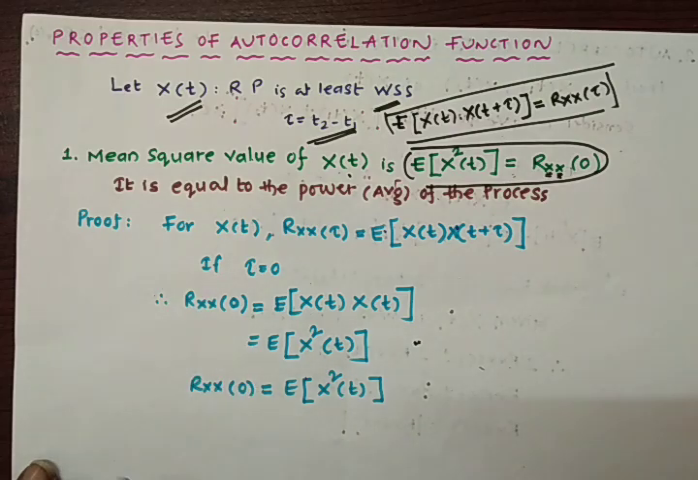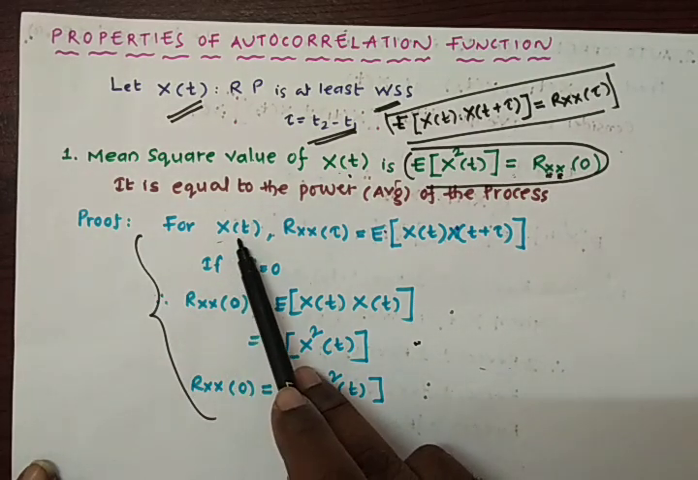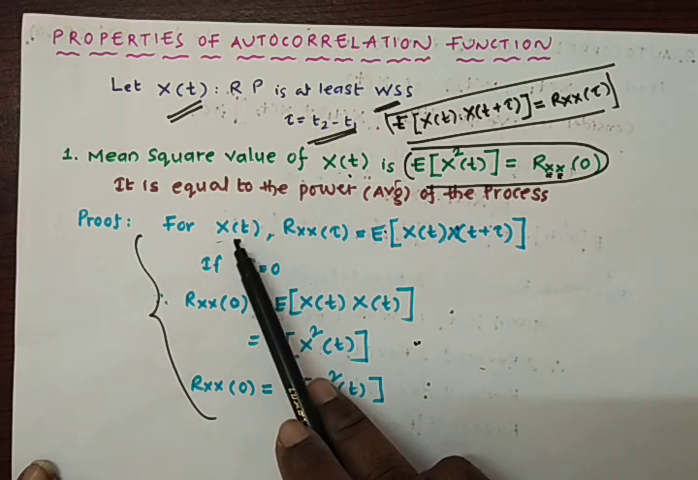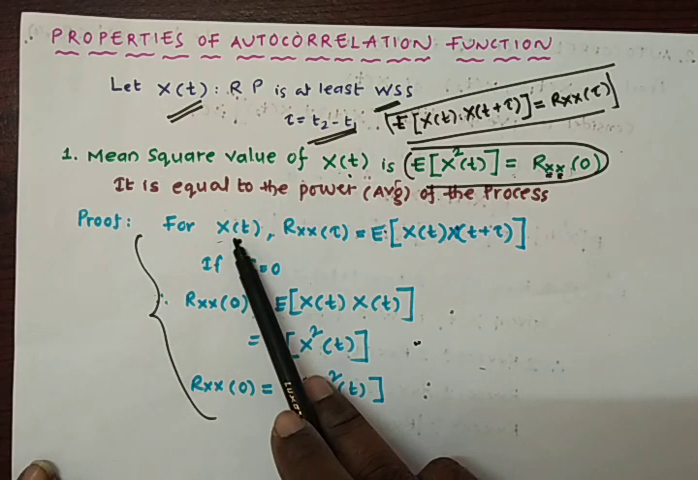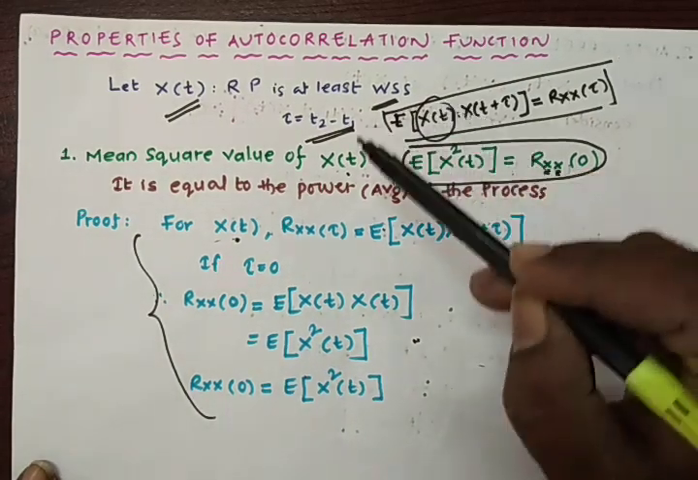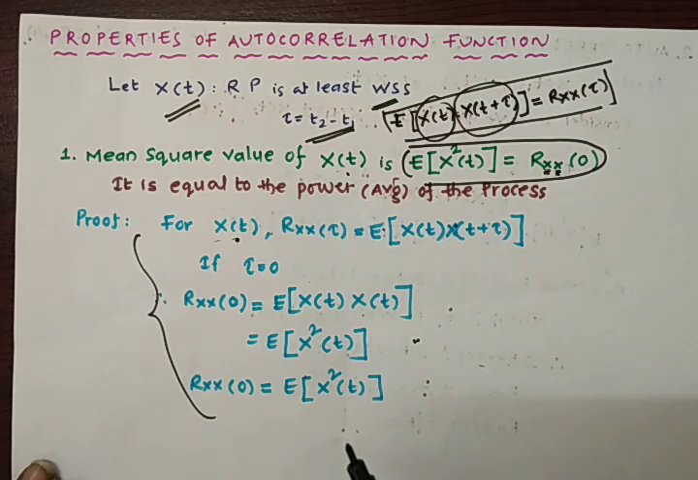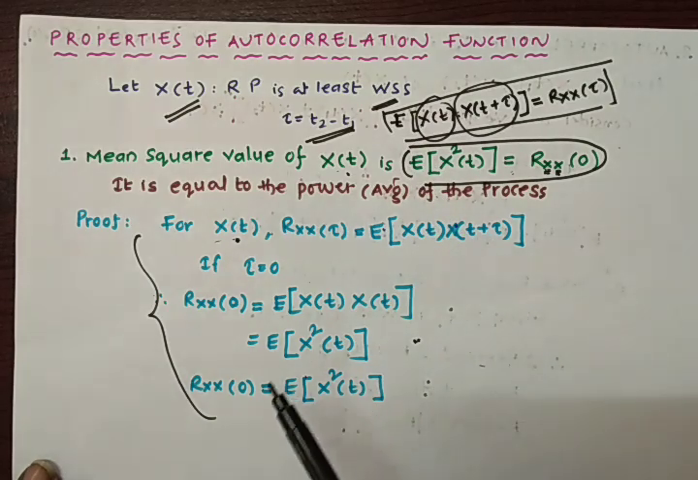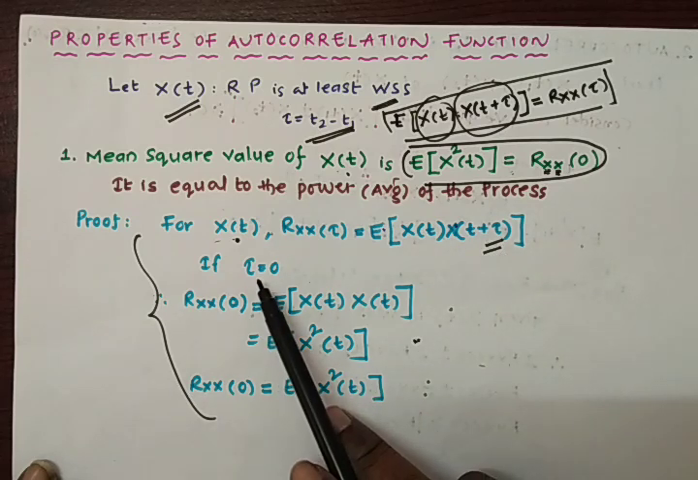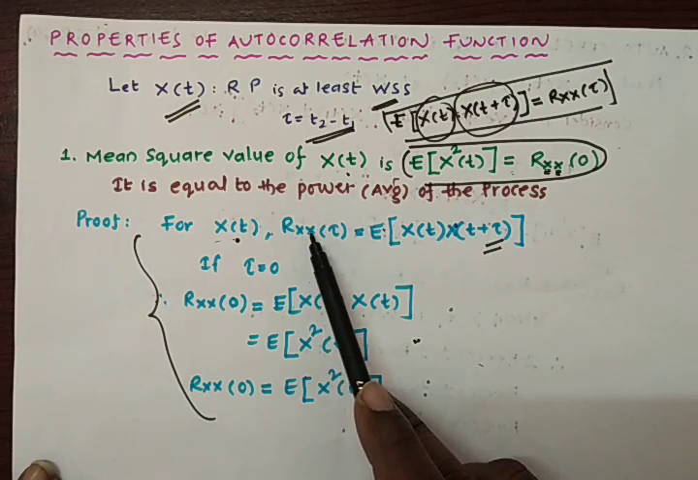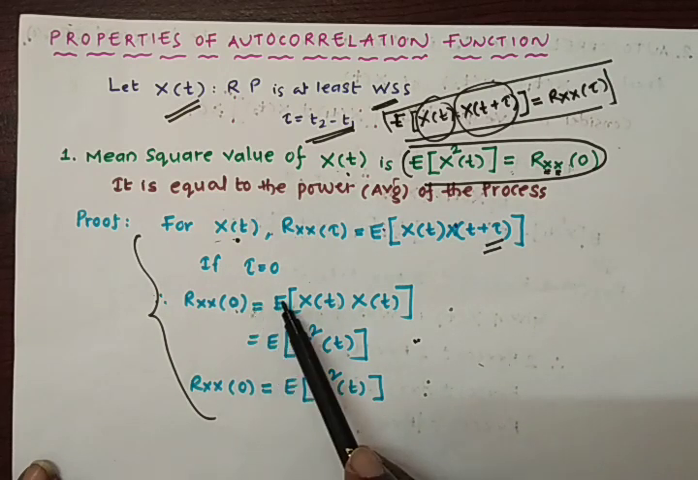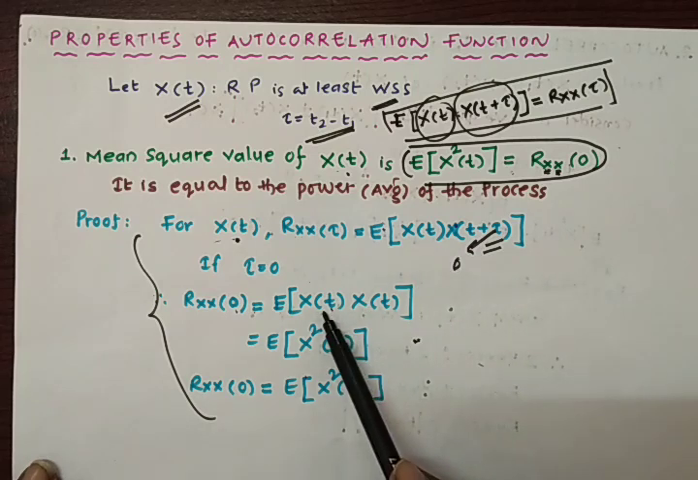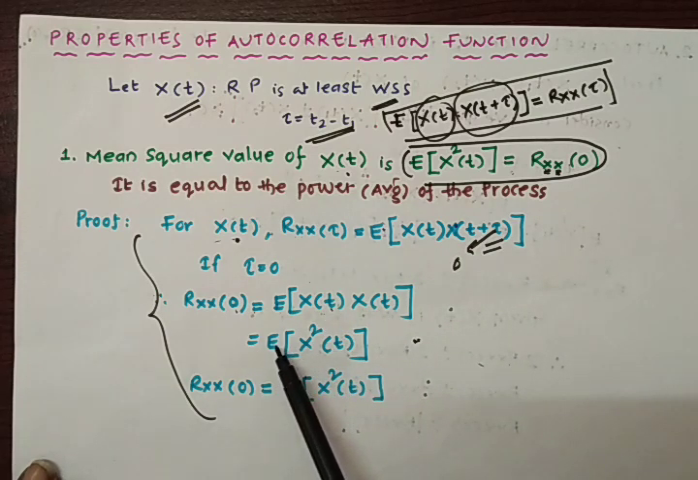Coming to the proof, there are 4 steps. For x of t we know that it is a random process. In this same random process we choose two random variables, one is x of t and another is x of t plus tau, chosen at two time instants, so it is given as E of x of t and x of t plus tau. If I consider tau equal to 0, then I can replace Rxx of 0 with the expectation of x of t and x of t plus 0, so it is x of t and x of t, which is E of x square of t.